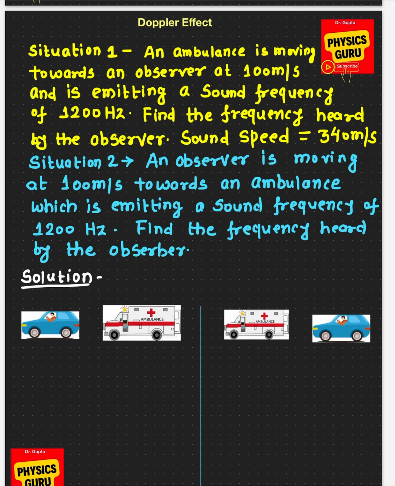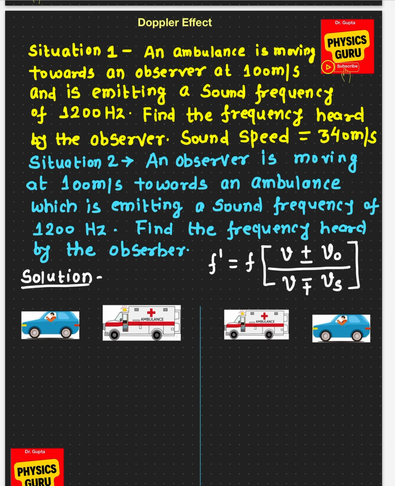In order to solve this problem, you need to know this equation. This is f prime, which is the observed frequency, what we are going to find out in both cases. And this f is the frequency of the sound emitted by the ambulance. v is the speed of the sound wave, plus minus v0, which is the observer velocity, over v minus plus vs, the source velocity.